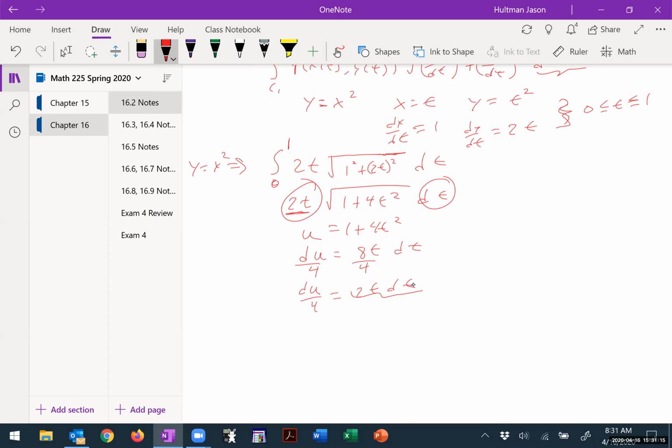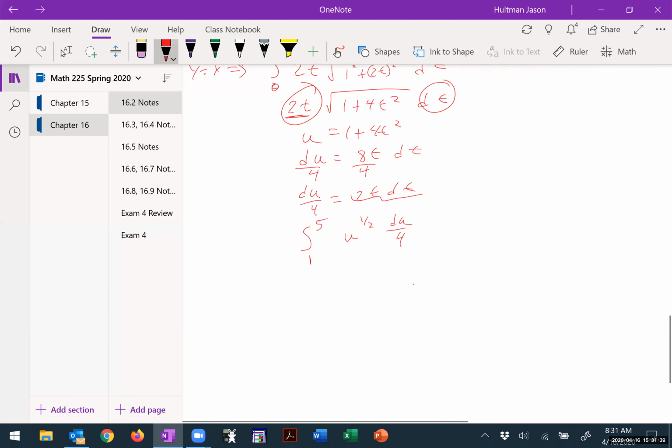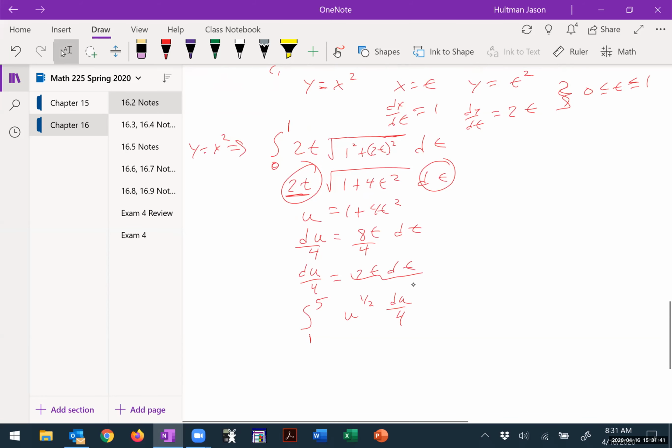So what does this become? Let's translate our limits of integration, not 0 now. This is going to be 1 to 5 of u to the 1/2, and then it's du over 4. Okay, I'm going to go over here.